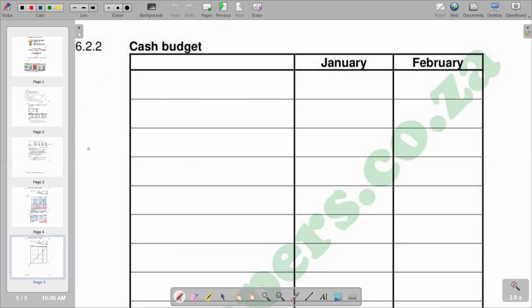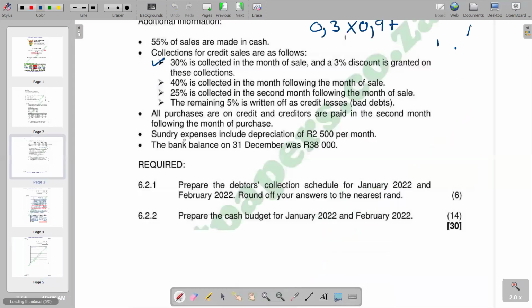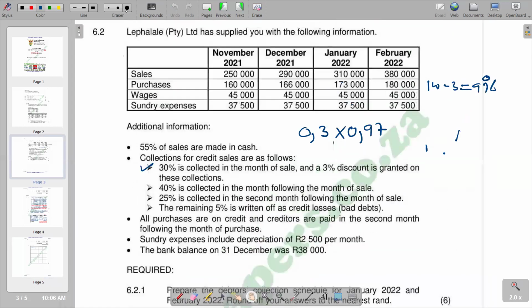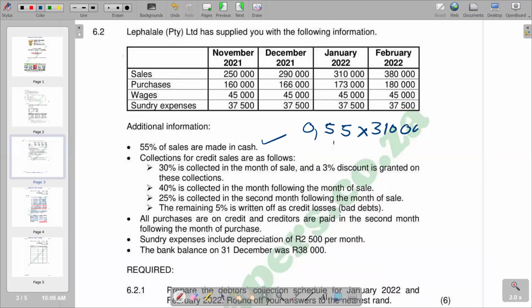We are going to start with our cash sales for January and February. So simple. So we come here. We see that what we have is 55% of sales are made in cash. So very simple. We need January and February. So you're going to say 0.55 by the sales for January, which is 310,000. This is going to be our January. And then for our February, 0.55 for February, 380,000. So basically, that's what we have.